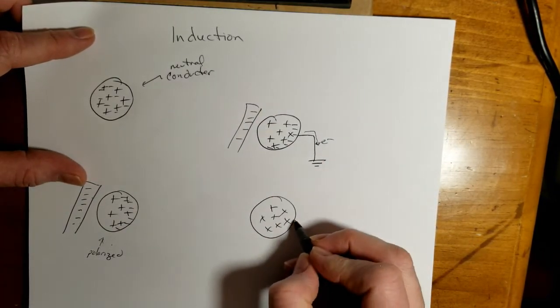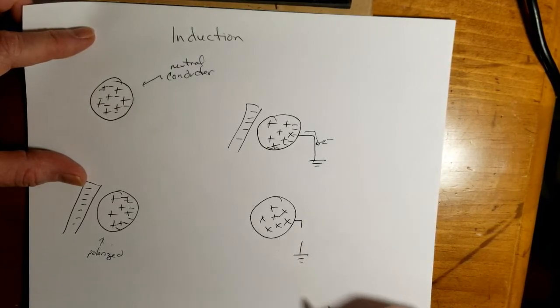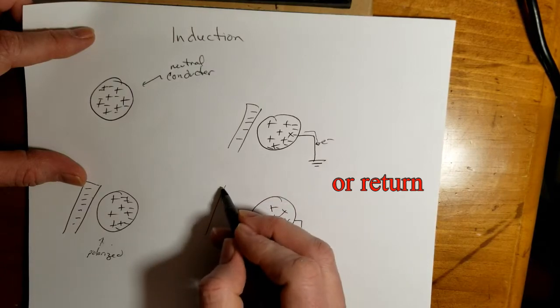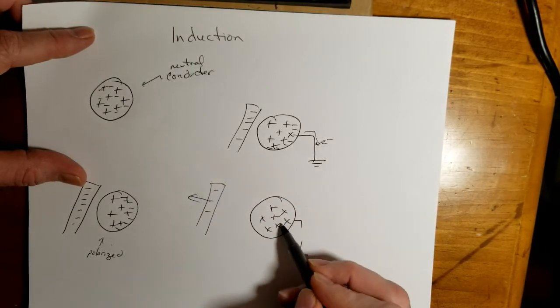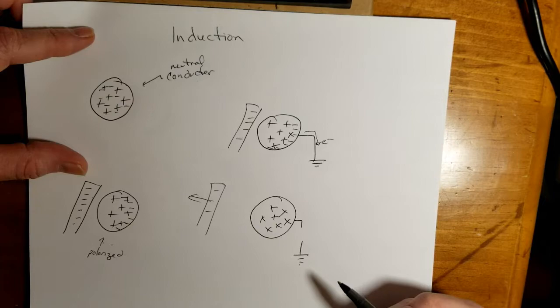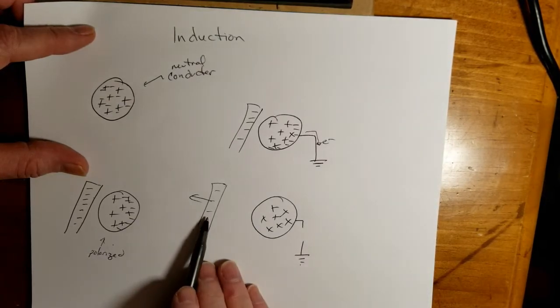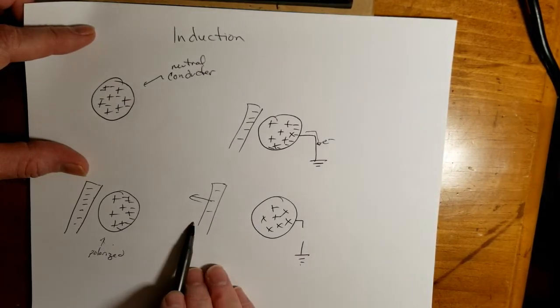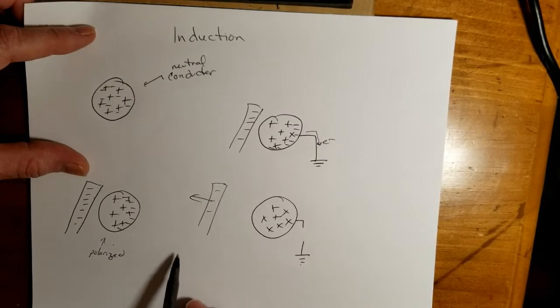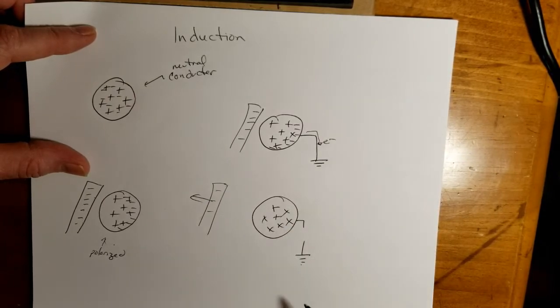If I now break the connection so that the electrons no longer have a way to escape, and then I take my rod away, this is now positively charged. This is a way of charging something without taking a charged source and touching it directly to it. You can charge something through a neutral source, the ground.